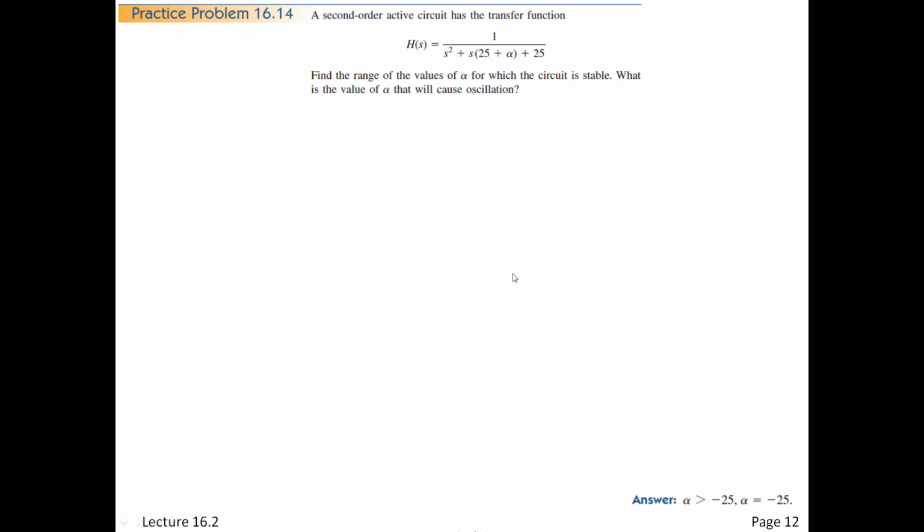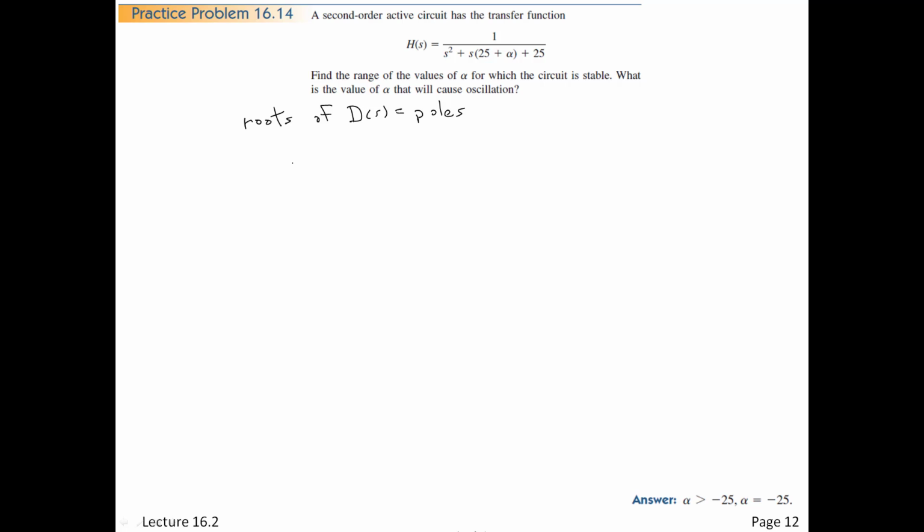All right, so one problem here to follow on with the issue of stability. Let's take a look at this, because it's fairly common to have to come up with a transfer function and decide where stability is. So we're going to look at the denominator and find the roots of the denominator. These will be the poles. And as we just learned, we want the poles to always be in the left-hand plane. In other words, we want the real part of the pole to be negative.